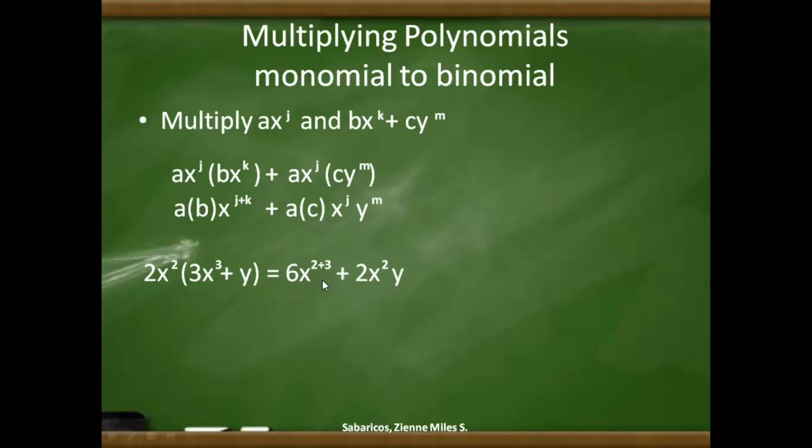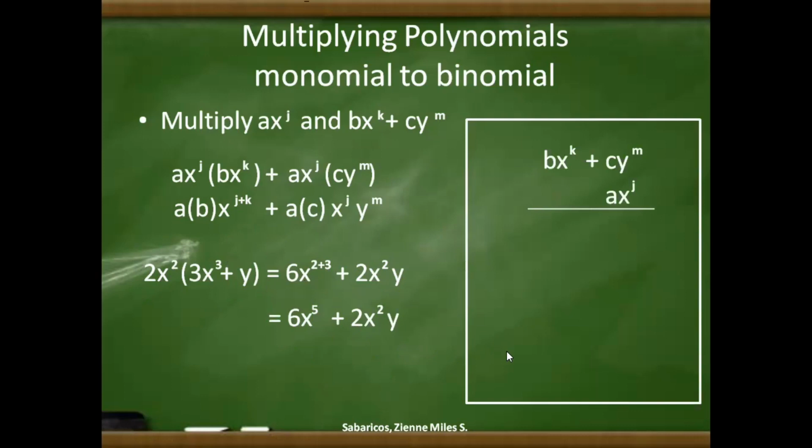Now we move on to the second term. 2x squared times y. So 2 times 1, because there's an imaginary 1 if a variable has no numerical coefficient or number beside it. So 2 times 1 is 2. You just copy x squared and y because they're not the same, so you cannot add their exponents. So 2x squared y. Then our result is 6x to the 5 plus 2x squared y.